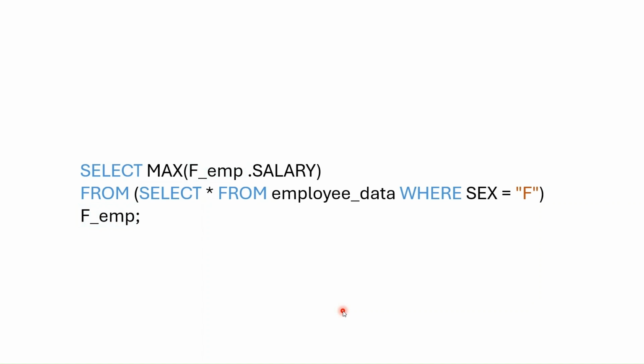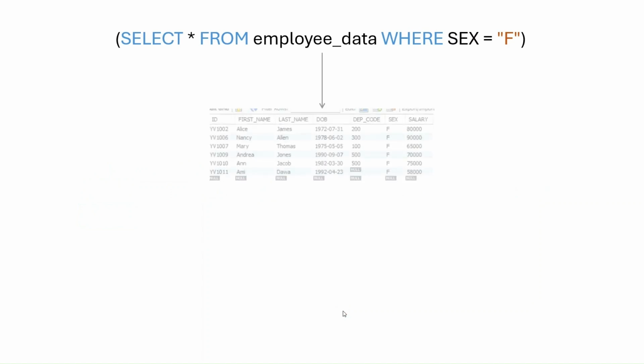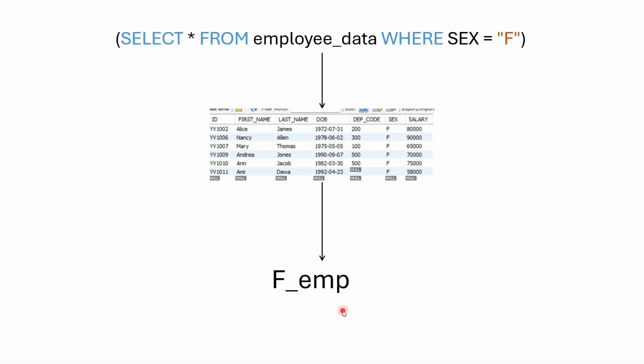Okay, so let's further step through. So that is our subquery, select all from employee data where sex is equal to f. This is going to output the table where only female employees are, and it's going to give it the name f underscore emp. So that is it for the subquery portion. Now that we've gotten our table output and we've named it, it's now going to be passed to be queried by the outer query, which is trying to select the max salary from this particular table that we have just created using the subquery.